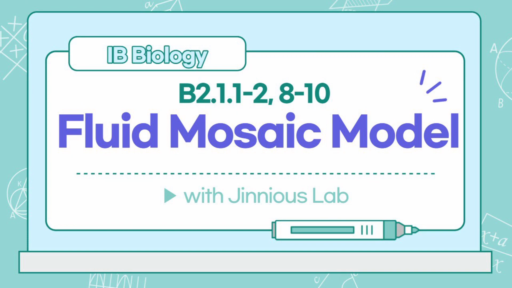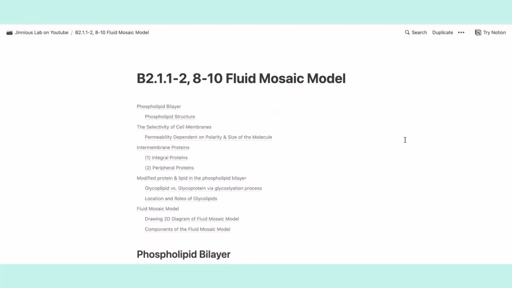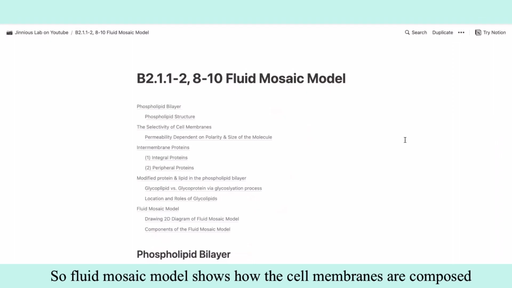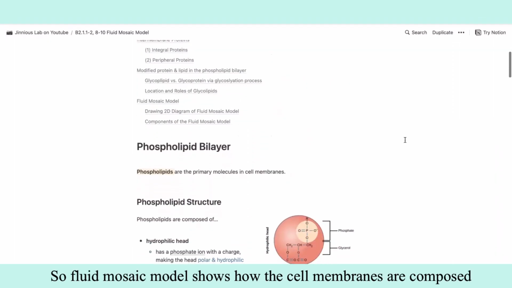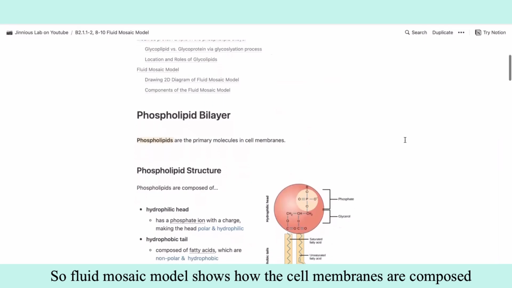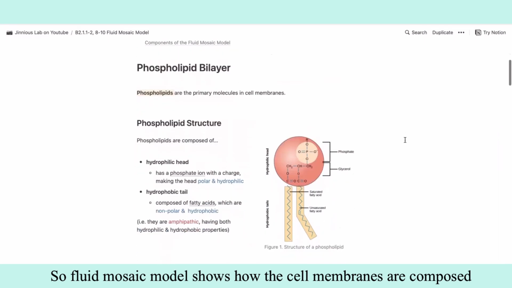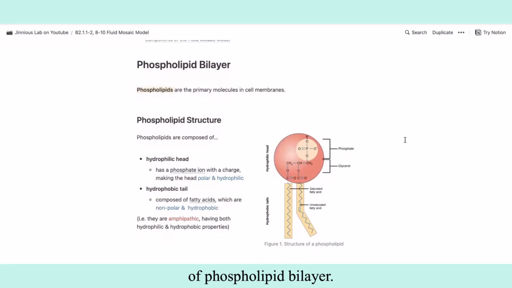B2.1.1-2, 8 to 10, Fluid Mosaic Model. In B2.1.1-2 and 8 to 10, we'll be looking at the fluid mosaic model. So the fluid mosaic model shows how cell membranes are composed of a phospholipid bilayer.